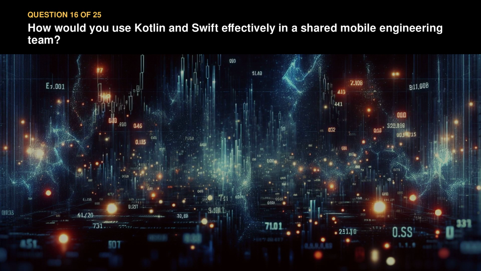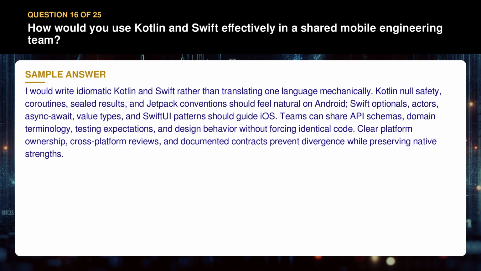Question 16. How would you use Kotlin and Swift effectively in a shared mobile engineering team? I would write idiomatic Kotlin and Swift rather than translating one language mechanically. Kotlin null safety, coroutines, sealed results, and Jetpack conventions should feel natural on Android. Swift optionals, actors, async await, value types, and SwiftUI patterns should guide iOS.